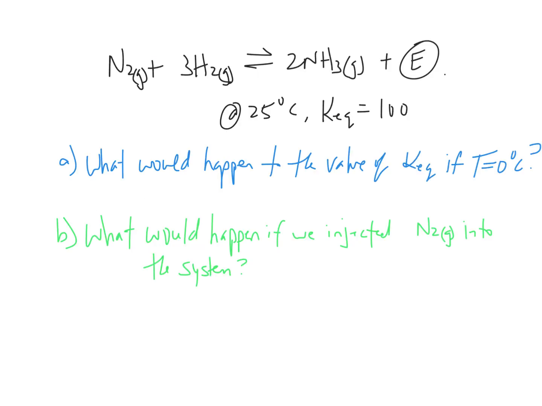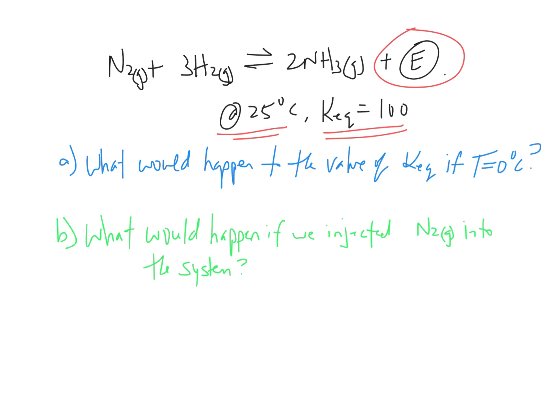All right, so have a look at this one. It's my favorite equilibrium again, the Haber process. So we can see here that this is an exothermic process in the forward direction. And we can see at 25 degrees Celsius, this is a bit arbitrary, I don't know this for a fact, but we're going to say the equilibrium constant is equal to 100.